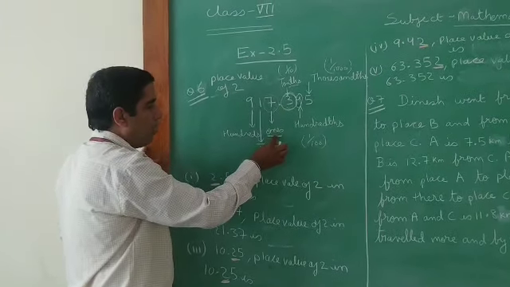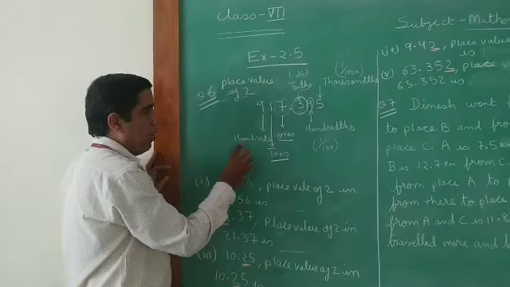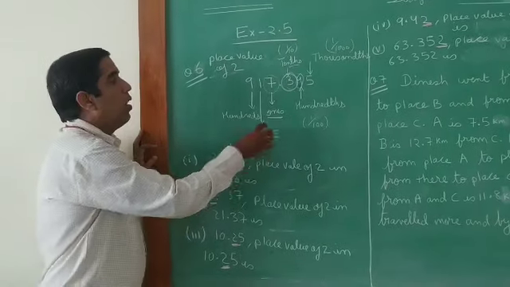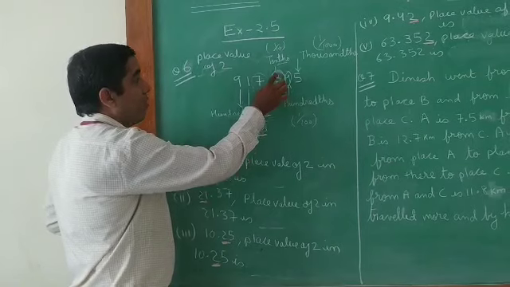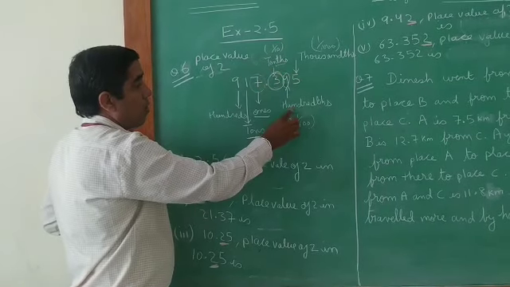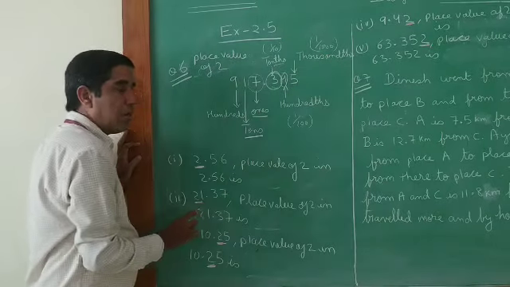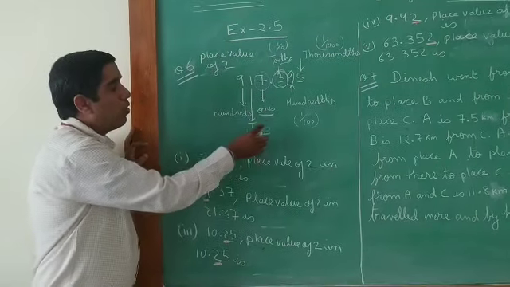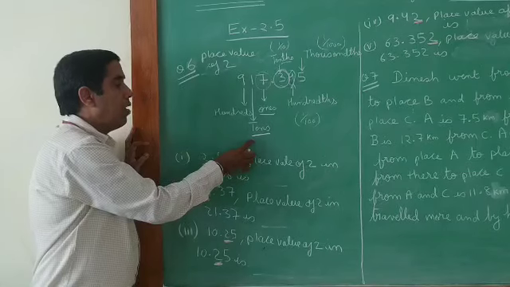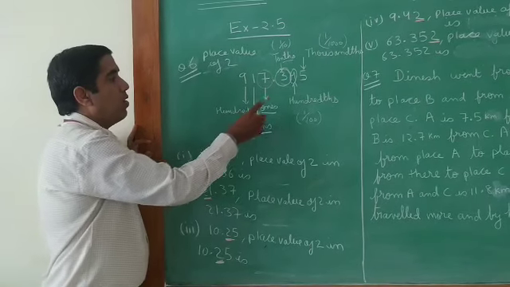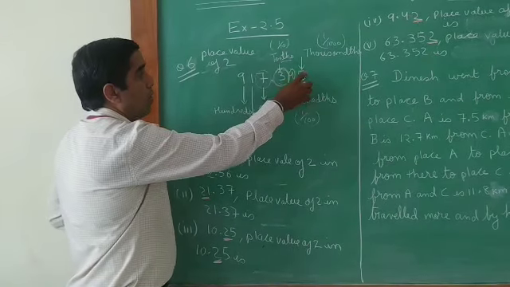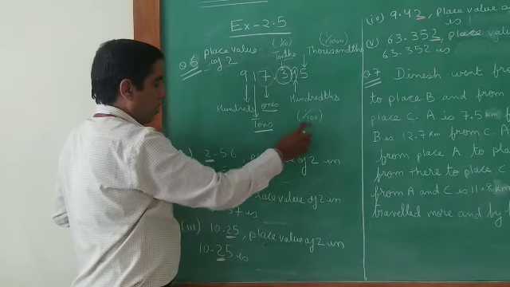Like this, it comes ones, then comes tens, then comes hundreds. You know the place value system already. Now after the decimal this comes tenths, this comes hundredths, and this comes thousandths. Let me say once again: this is ones, this is tens, and this is hundreds, and this is tenths, this is hundredths, and this is thousandths.